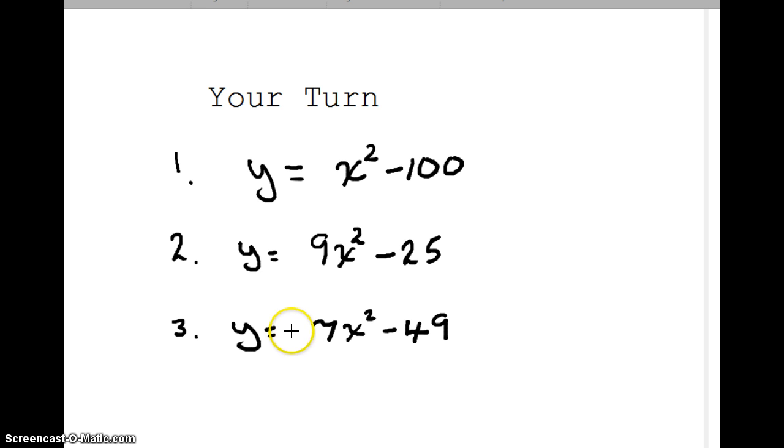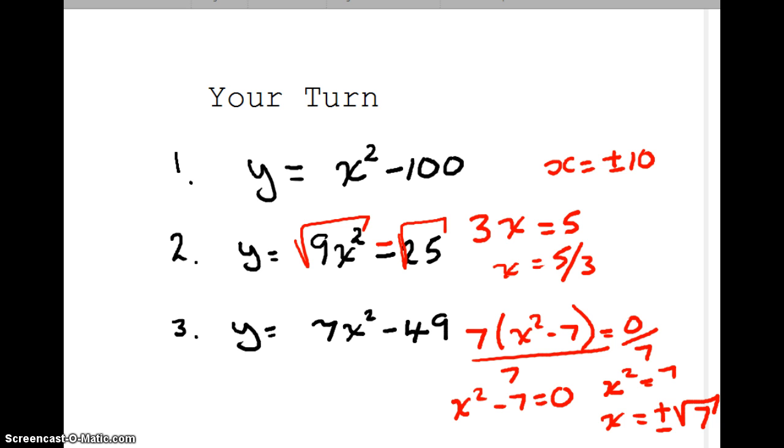Alright, so your turn. I want you to solve these problems. I want you to pause, and then once you've solved them, I want you to hit restart. Go ahead, pause, solve them first. Alright. Now hopefully you did okay on this one. It's very straightforward, easy, just like the examples we've done. So that should be straightforward.